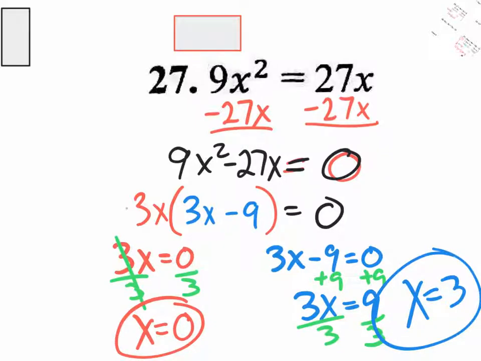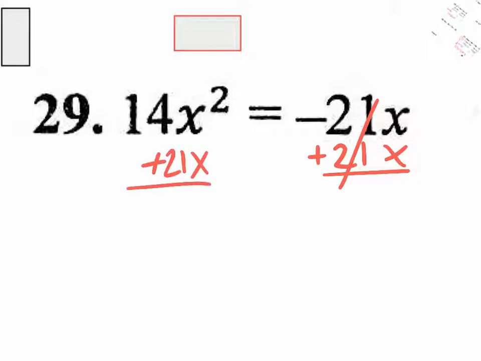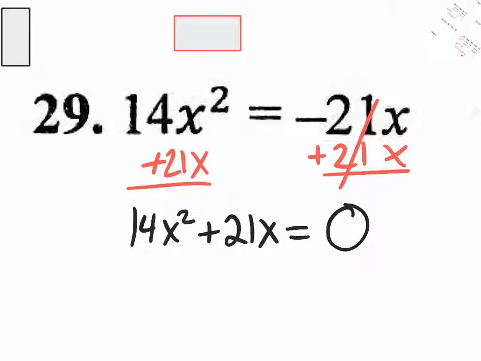Last odd question, 29. So again, right here, we have to set it equal to 0 first. So what do you do? Add 21x, add 21x. Could I actually add 21x with the 14x squared? No, so let's just rewrite it. 14x squared plus 21x. It does equal 0 now because negative 21x and positive 21x is 0.